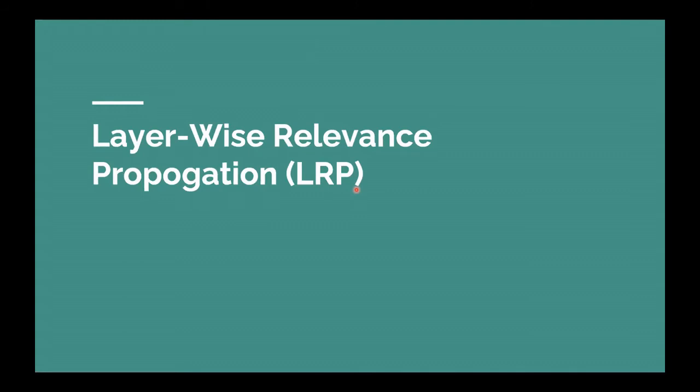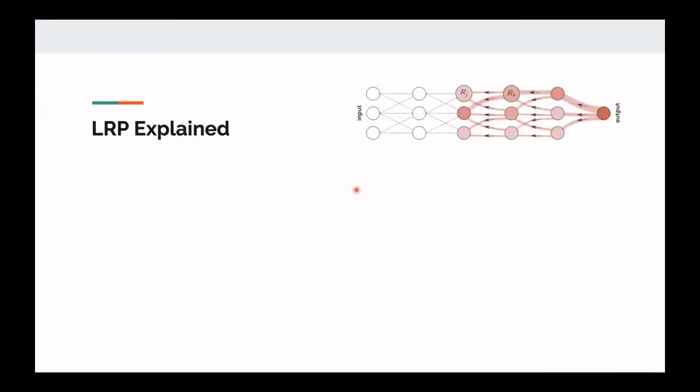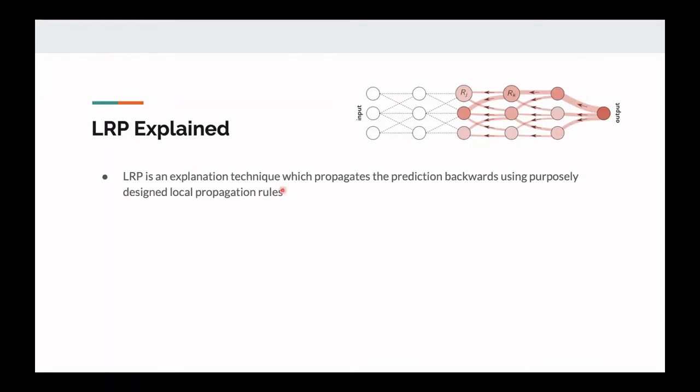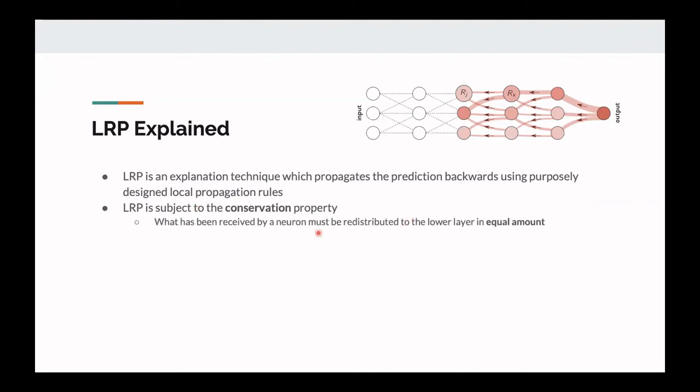Which brings us to LRP itself, layer-wise relevance propagation. And this is an image, and we can talk about it as we go through these points. The basic idea is that LRP as an explanation technique, and we talked a little bit about this last week in one of the papers too, is a backpropagation technique. We want to propagate the prediction backwards using some purposely designed local propagation rules, which we will talk about in the upcoming slides. And this is also subject to the conservation property. So whatever a neuron receives, it has to redistribute to the lower layers in an equal amount. It's also subject to the other properties, but this is the one that the authors explicitly mentioned.